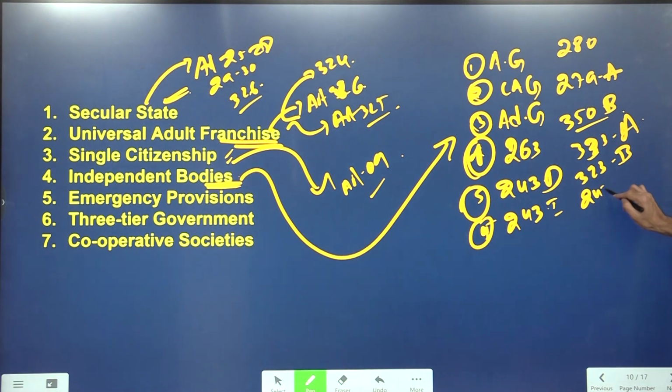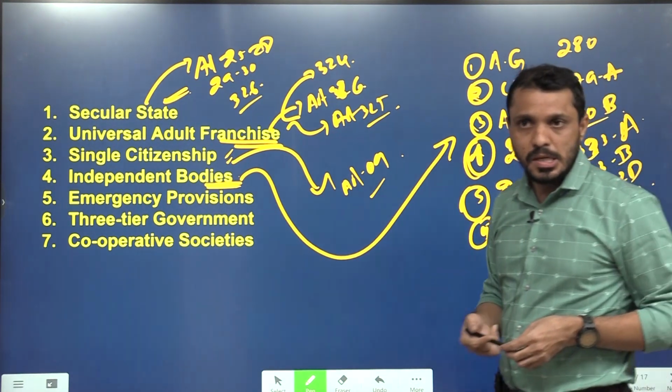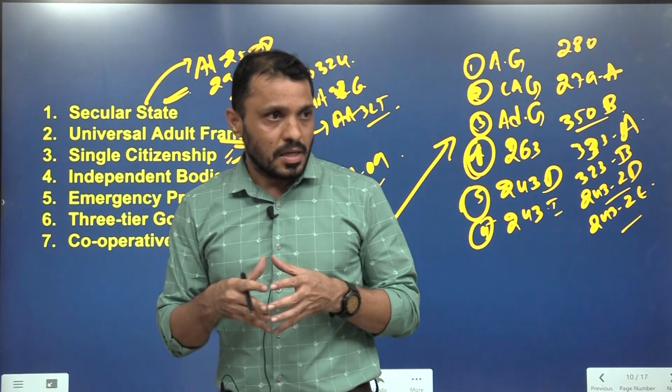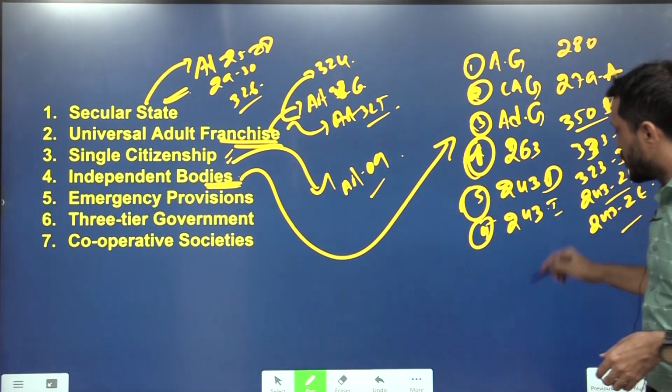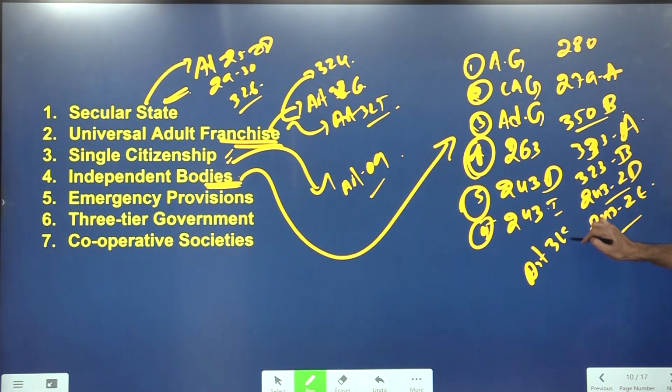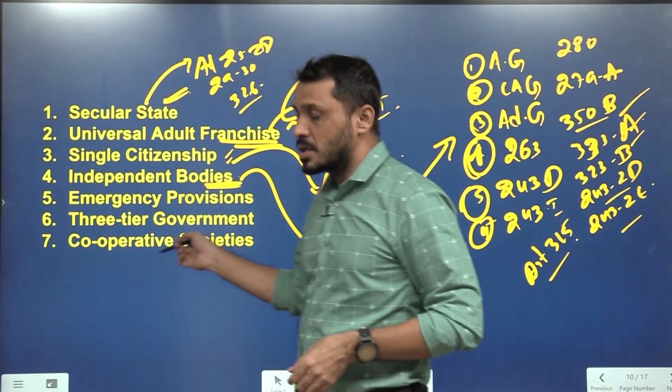Of course, Article 243ZD, District Planning Committee, and Article 243ZE, Metropolitan Planning Committee. All these, almost all the constitutional bodies, we covered. So these are the constitutional bodies present in the Indian Constitution. Very, very important. Independent bodies make sure the system works properly. Of course, here I did not mention the UPSC also, Article 315, Union Public Service Commission, and tribunals also come under these independent bodies.